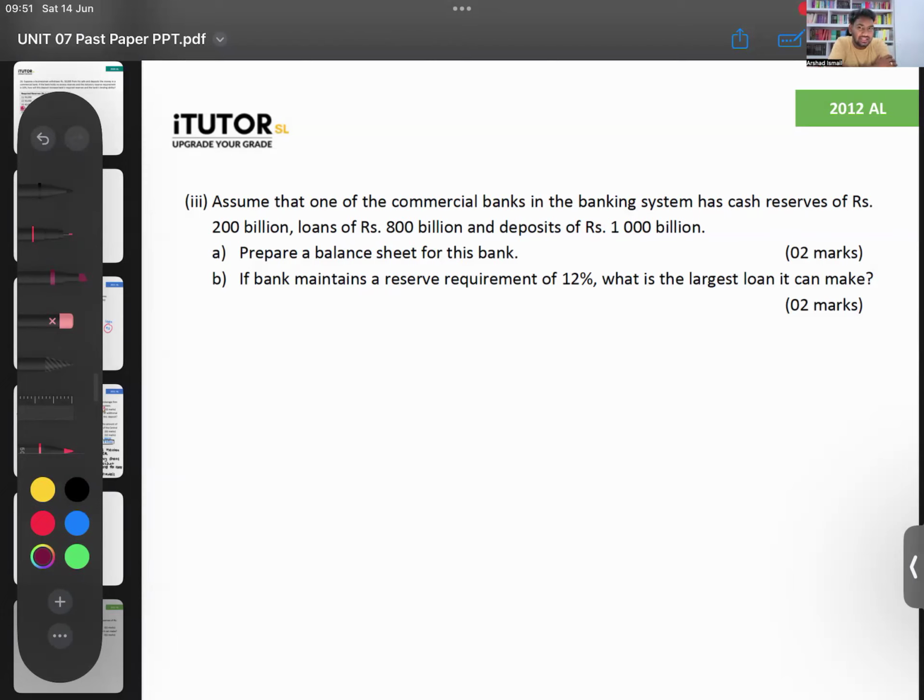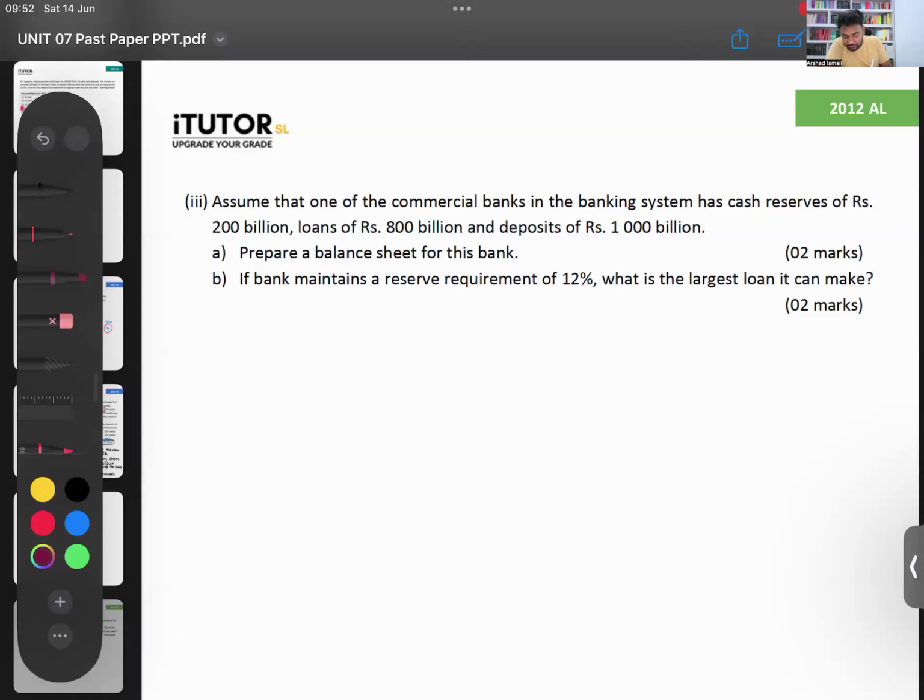So what's the story? Right, then coming to 2012. Assume that one of the commercial banks in the banking system has a cash reserve of 200 billion, loans of 800, deposits of 1,000. Prepare the balance sheet. Easy. Now draw the balance sheet properly. Don't draw this T account. T account you can draw, but label it properly, right? Balance the balance sheet, show all of it.